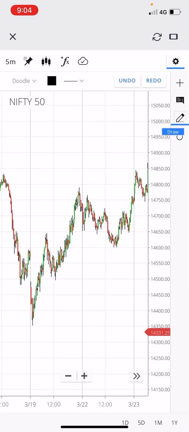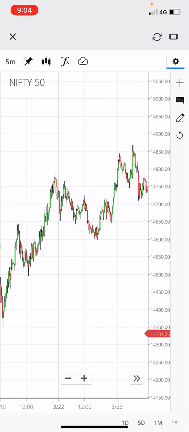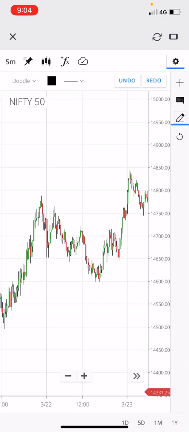Right, on the 19th of March also, we are having a trending day on the upside, an uptrend. Then the next day, as we can see, we are having a range bound day. Went up, came down, went up, came down, went up at last.